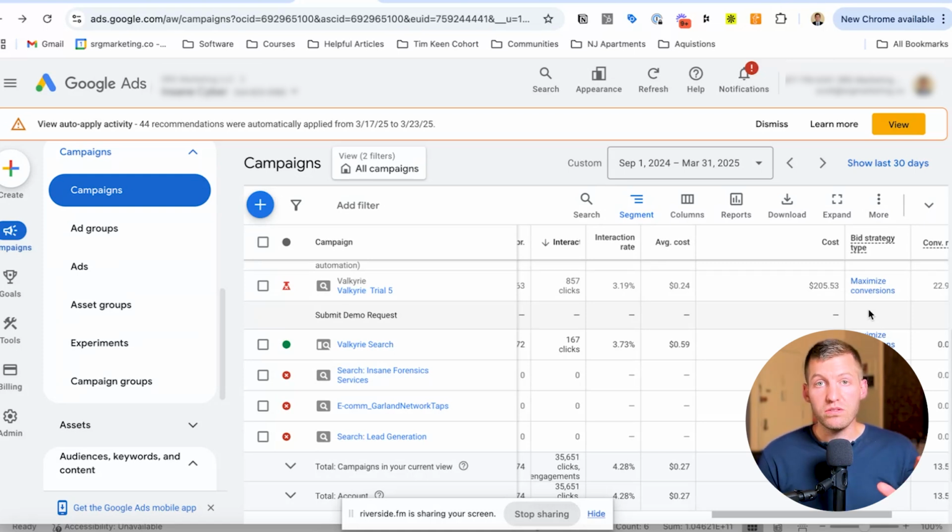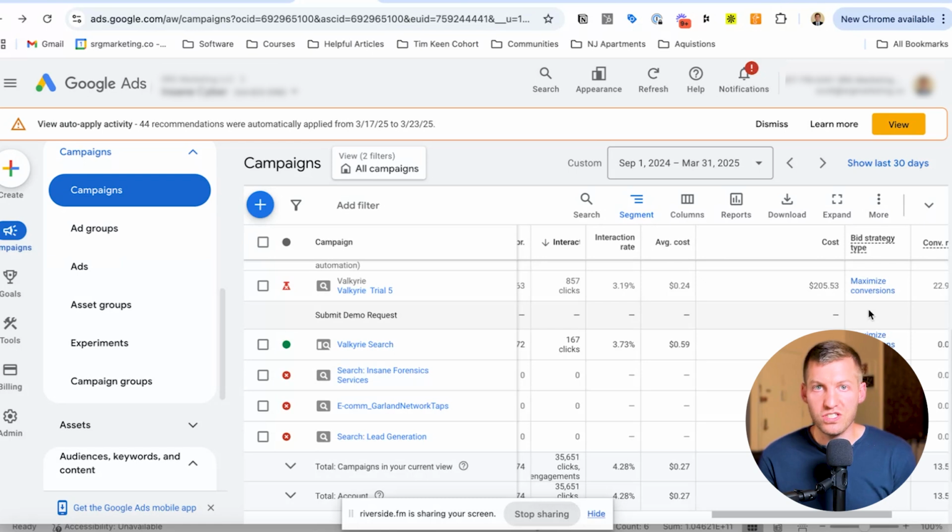The issue with this account specifically is, as we showed in the first step, their conversions are wrong. They're recording all page views to their demo request page as conversions. So they're basically not even counting conversions as people who actually converted. And they're going and telling Google, hey, just go find more of this.